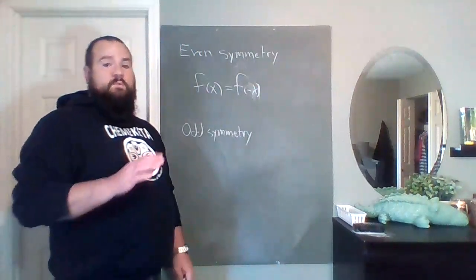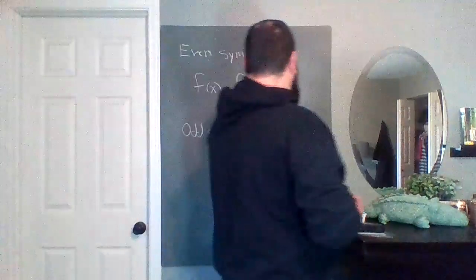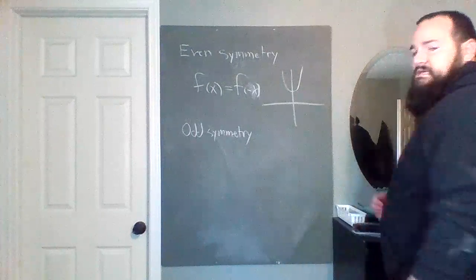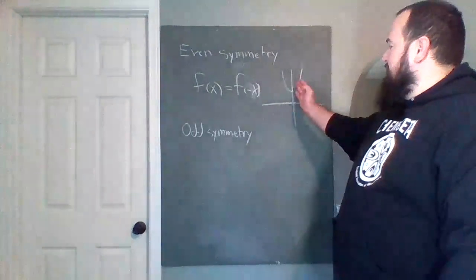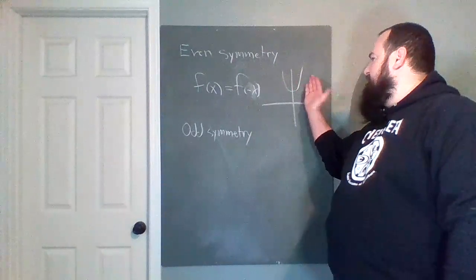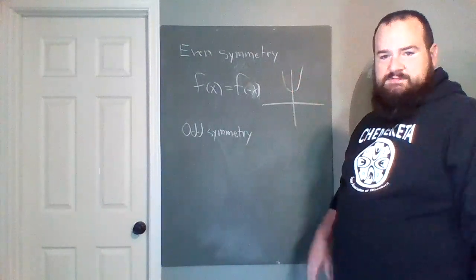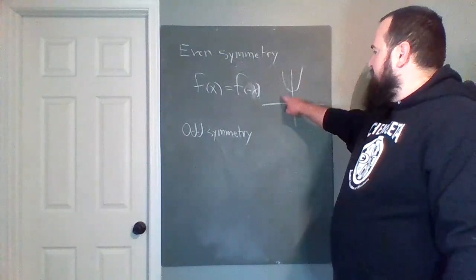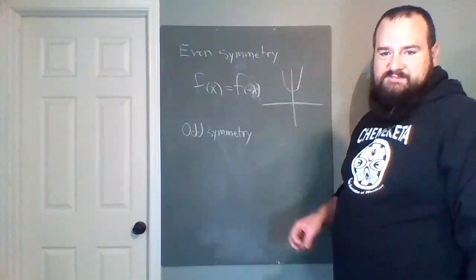Okay, what that looks like graphically speaking is, a parabola is really the easiest one. In other words, it has this kind of mirrored symmetry across the y-axis. If I take this graph and fold it, it's going to look the exact same. It's going to fall right on top of itself. If I take f of 3, that's the same as f of negative 3. They're both the exact same value.